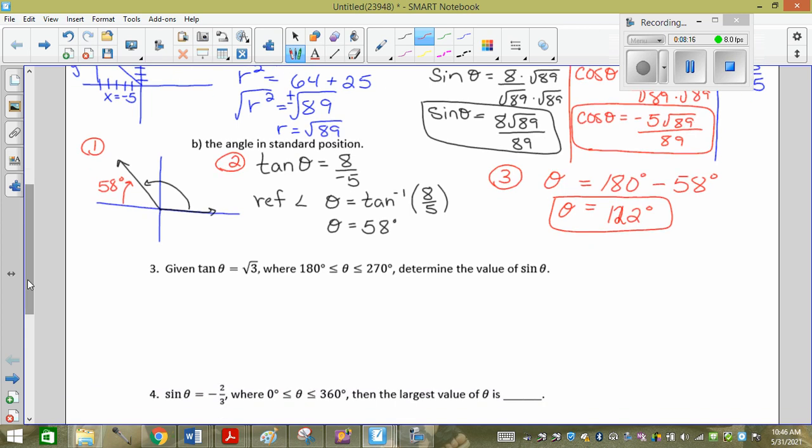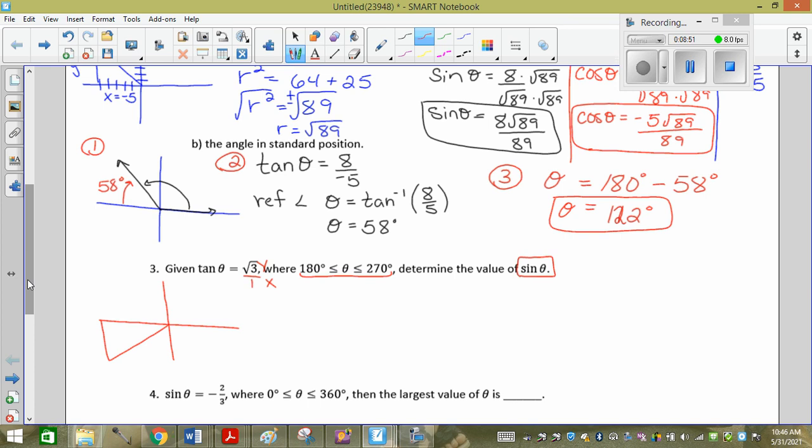So here we're going to look at this one. Given tan theta equals this, determine the value of sine theta. I'm asking for a trig ratio, right? So I'm going to have to find the third side. Tan theta is positive, and it's between 180 and 270. This one's nice, I literally just said it's in quadrant 3. I draw my reference triangle. And tan is y over x. What is my x? It's just a 1.